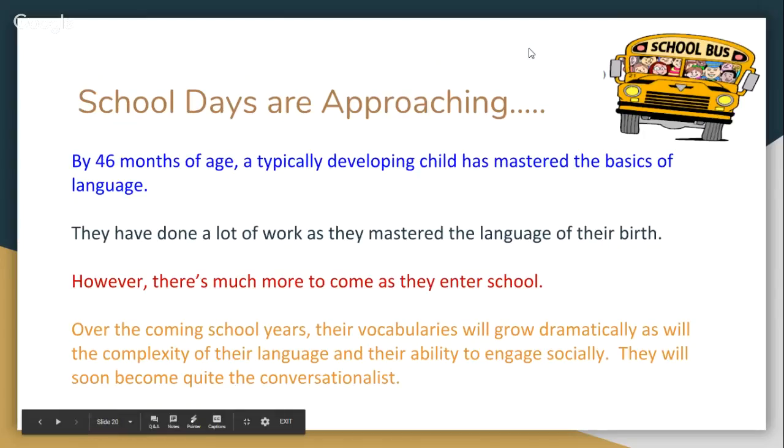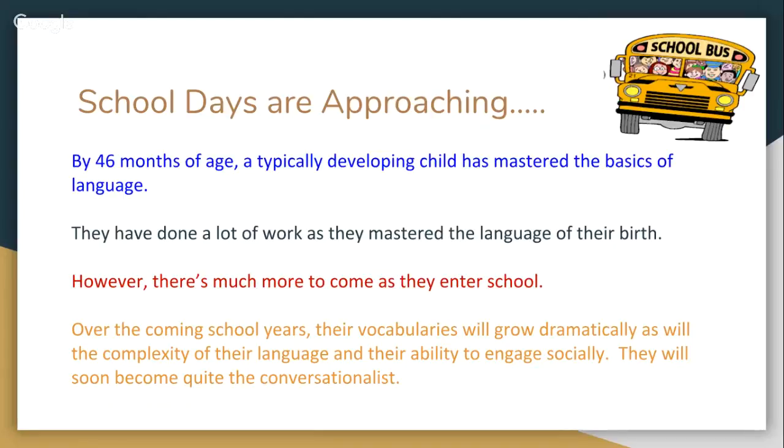So school days are coming. Most kids in the United States start school at 5 years old, but certainly between the ages of 48 months and 5 years old. Some states start at 4. And the reason for that is by 46 months of age, just shy of their 4th birthday, a typically developing child has already mastered the basics of language. Think about that. They've been here for just under 4 years, and they have mastered how we use language to communicate with others through conversation and beginning stories.